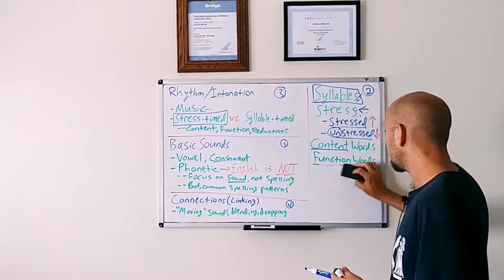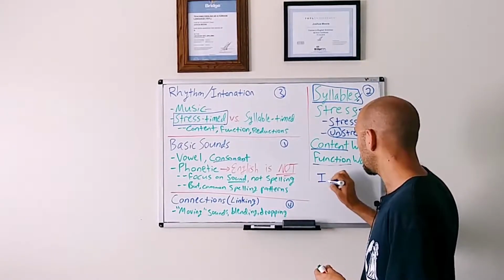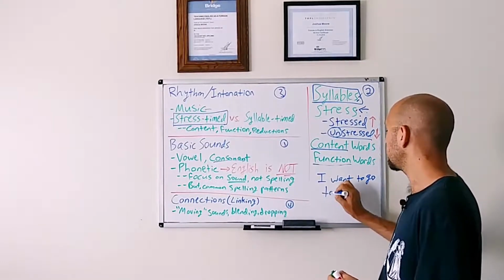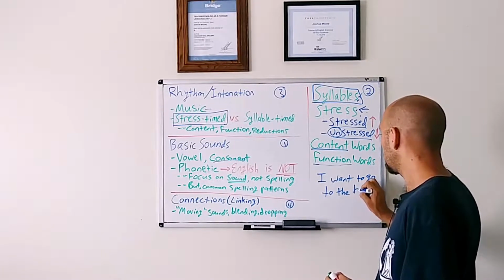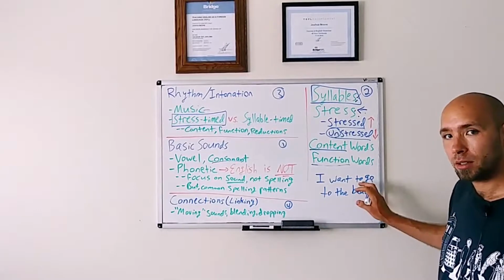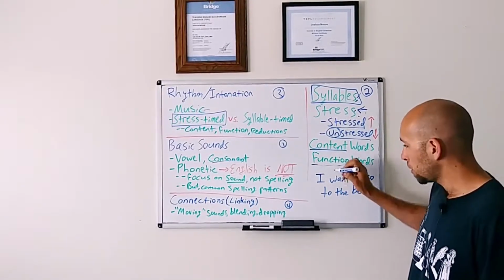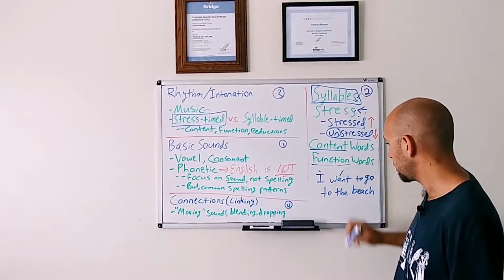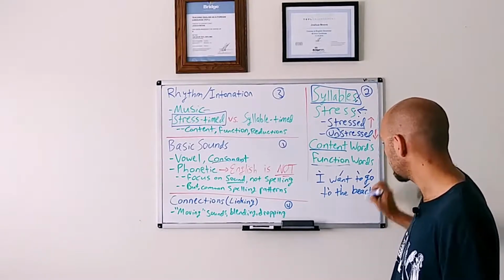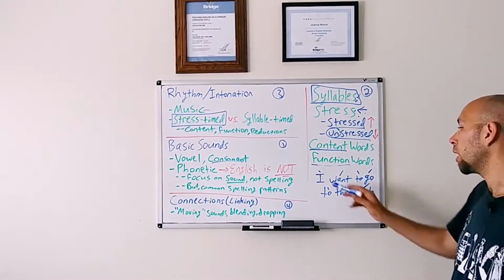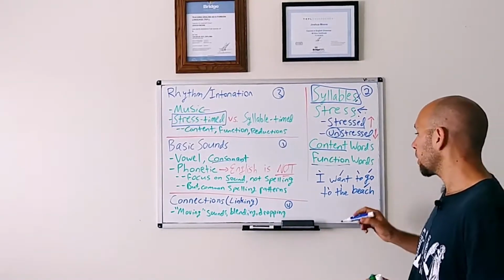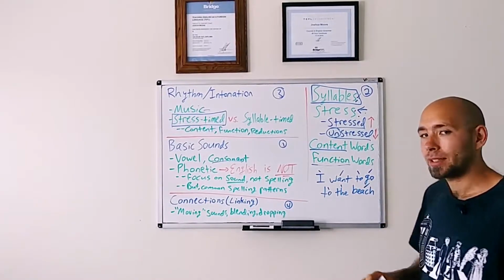Now, in a stress-timed language like English, if we say, I want to go to the beach. So in English, this is the exact same sentence as the Spanish sentence. Pronoun, function word, not stressed. Verb, stressed. Function word, not stressed. Verb, stressed. Function word, noun, content word. Okay, now all of these happen to be one syllable. Makes it easy.